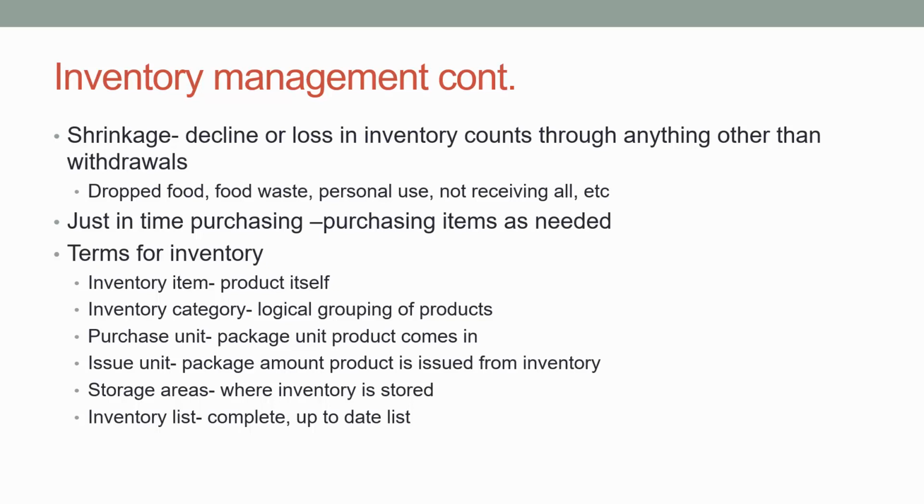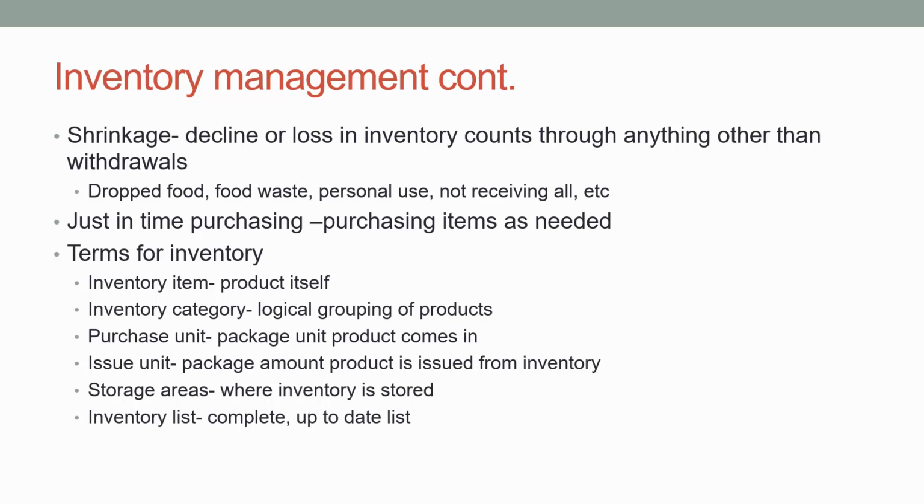So you're getting it in as that purchase unit, but then your issue unit could be different. So the package amount of the product is issued from inventory. So your issue unit, in that case, may be 1 number 10 can. Because you're issuing it for breakfast service or whatever, they're going to pull it 1 can at a time from the inventory, and that's going to be your issue unit. Sometimes they're the same. Sometimes a purchase unit and an issue unit may be the same, but a lot of times they're different, especially when you're buying large volume of these products.